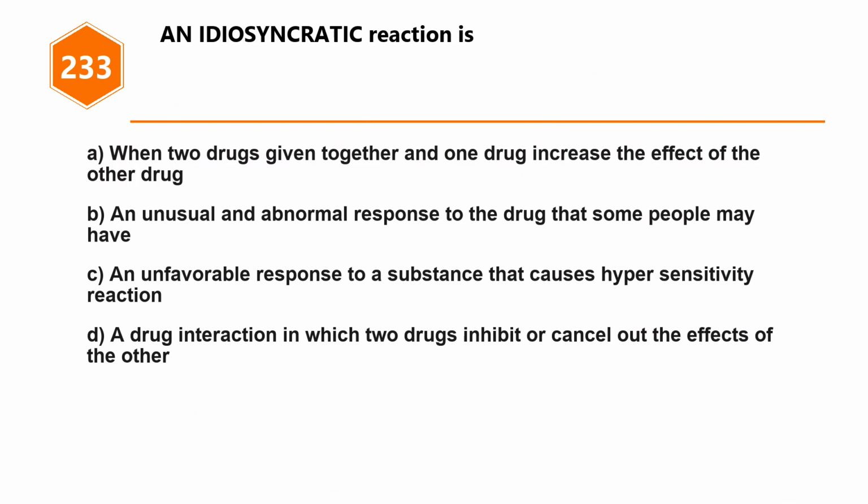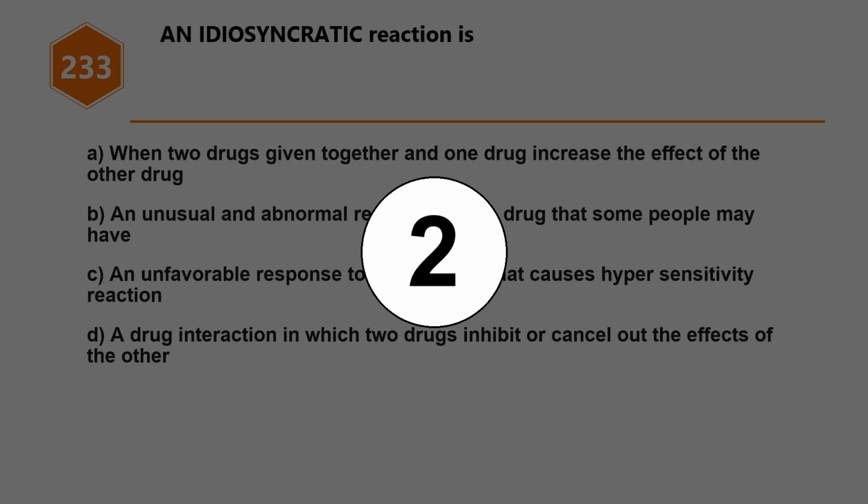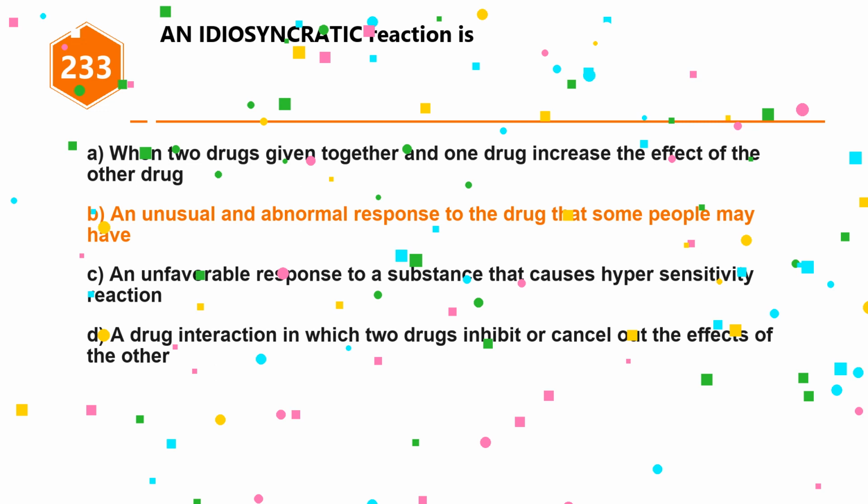Question 233. An idiosyncratic reaction is: Option A, when two drugs given together and one drug increases the effect of the other drug. Option B, an unusual and abnormal response to the drug that some people may have. Option C, an unfavorable response to a substance that causes a hypersensitivity reaction. Option D, a drug interaction in which two drugs inhibit or cancel out the effects of the other. The correct answer is option B, an unusual and abnormal response to the drug that some people may have.